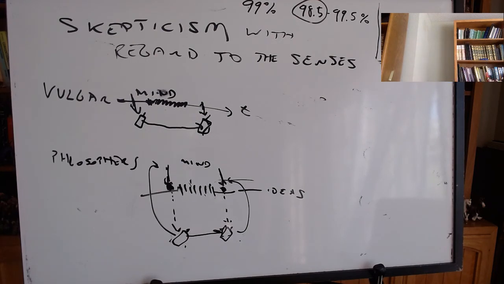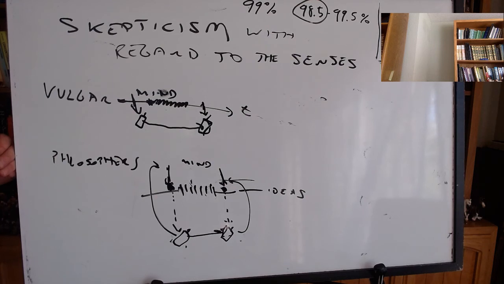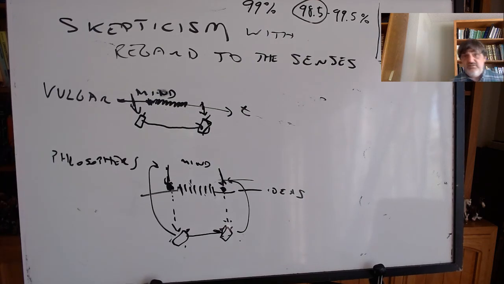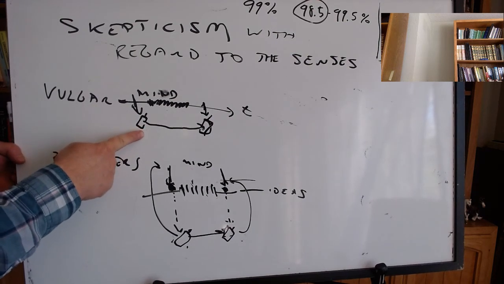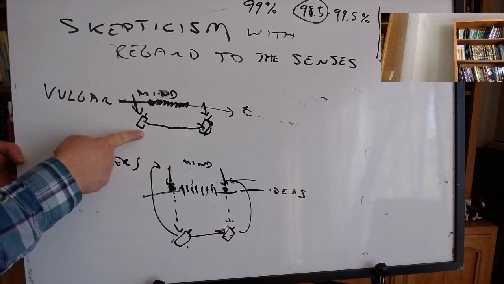So skepticism with respect to the senses is going to mean different things to the vulgar and to the philosophers. In both cases, what Hume is going to call into question is the continued and distinct existence of bodies, the objects of external sense. But for the vulgar, what that means is he's going to question whether this impression continues to exist even when it's not in my mind. Whereas the philosophers already agree that the idea doesn't exist when it's not in my mind. He's going to be questioning whether there's something else, a body that continues to exist even when the idea isn't there.